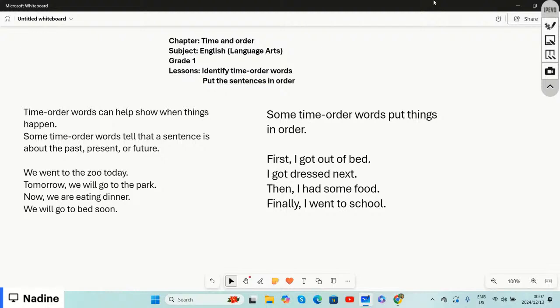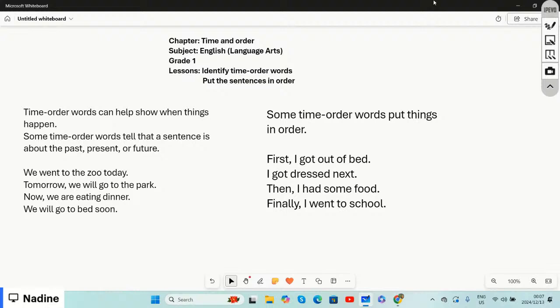So during the course of our lesson, we are going to find out more words that we can use in order to show when things happen, right? Specifically, words like first, tomorrow, today, yesterday, now, soon, finally, later, then. Those are all words that can be used to show when something happens, and we call that time order, right?